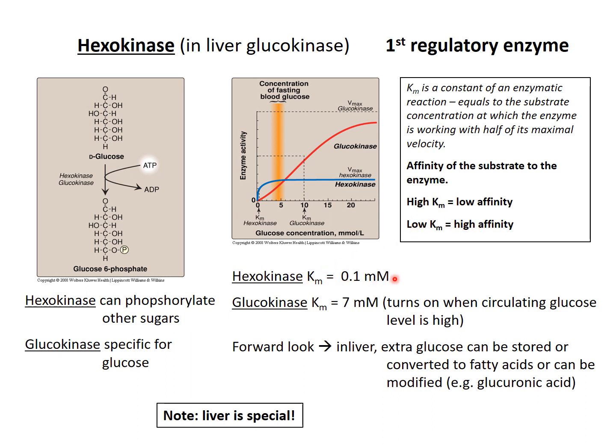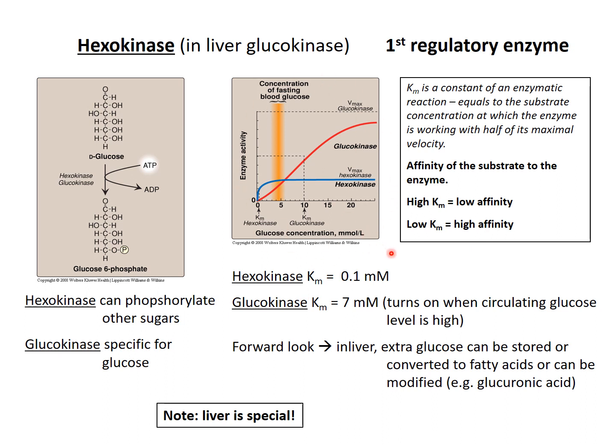So hexokinase is saturated already, or reaches this Km very quickly, 0.1 millimolar, which means that glucose comes in, saturates all the hexokinase, and is turned over very quickly. High affinity to glucose. So why do we need glucokinase?